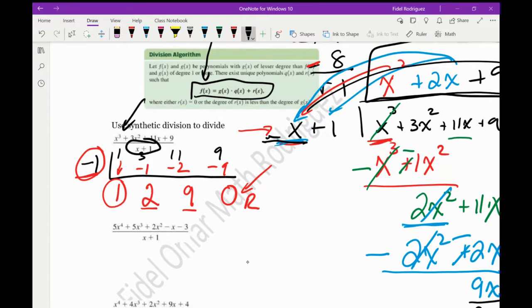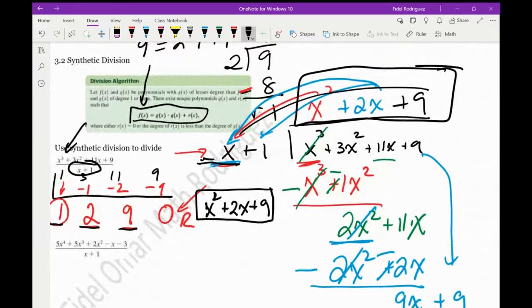What I mean by that is this number right here, that's the number in front of my x squared. This number right here, that's the number in front of my x. And this number right here is my constant number. So we're left with x squared plus 2x plus 9. And if you notice what we had earlier, guys, when we did it the long way, we came up with exactly the same thing, x squared plus 2x plus 9. The idea is synthetic division works a whole lot faster.